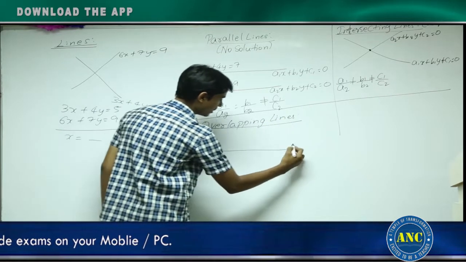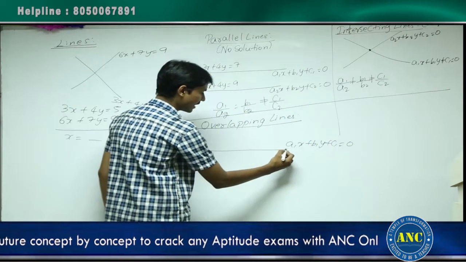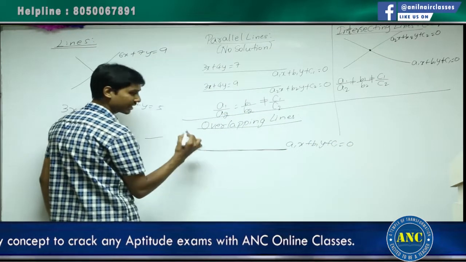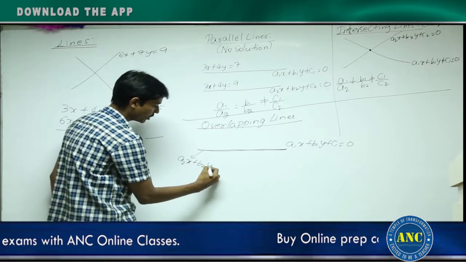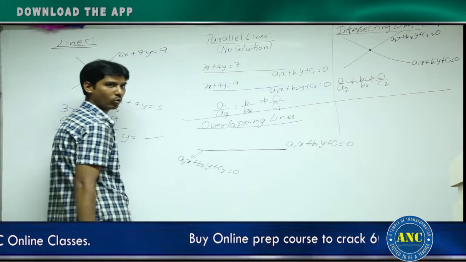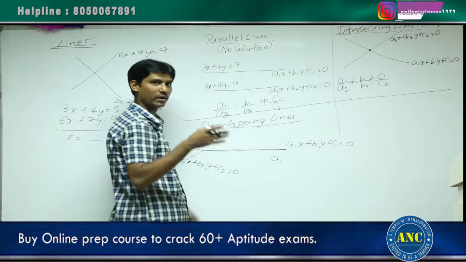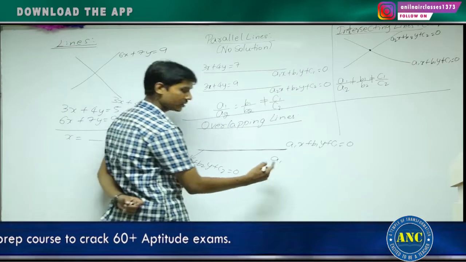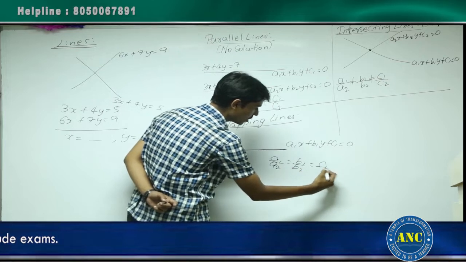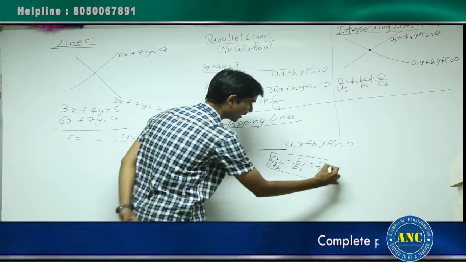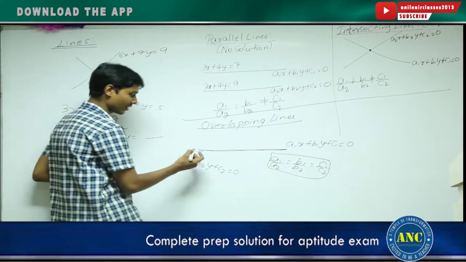There is one line with equation a1x plus b1y plus c1 equal to 0. There is another line which is overlapping exactly on the same line. This equation is a2x plus b2y plus c2 equal to 0. For overlapping lines, all the coefficients will be the same because they are exactly the same. One is merged on the other, right? a1 by a2 equal to b1 by b2 equal to c1 by c2. This is an overlapping line.